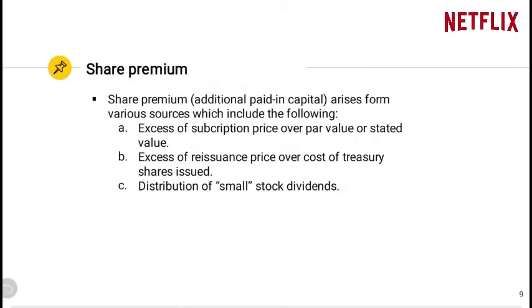Next is the share premium. Share premium is also known as the additional paid-in capital. Nag-a-arise siya from various sources, which includes una, yung excess over par value. That is, kapag nag-issue tayo ng shares at above par or above the stated capital. Second is the excess of reissuance price over cost of treasury shares. Third is yung distribution of small stock dividends. Kapag small stock dividends lang ang ini-issue, see to it na ang measurement nun is at fair value unless par is higher than the fair value.